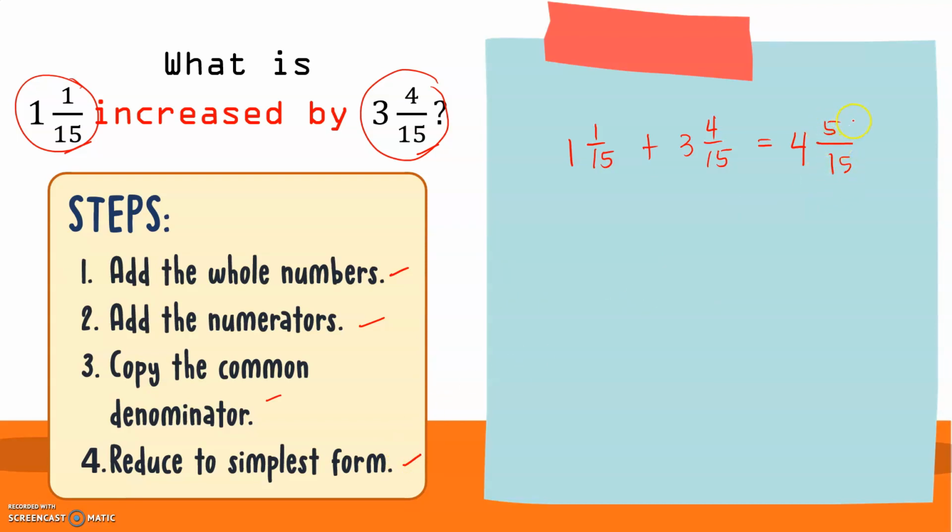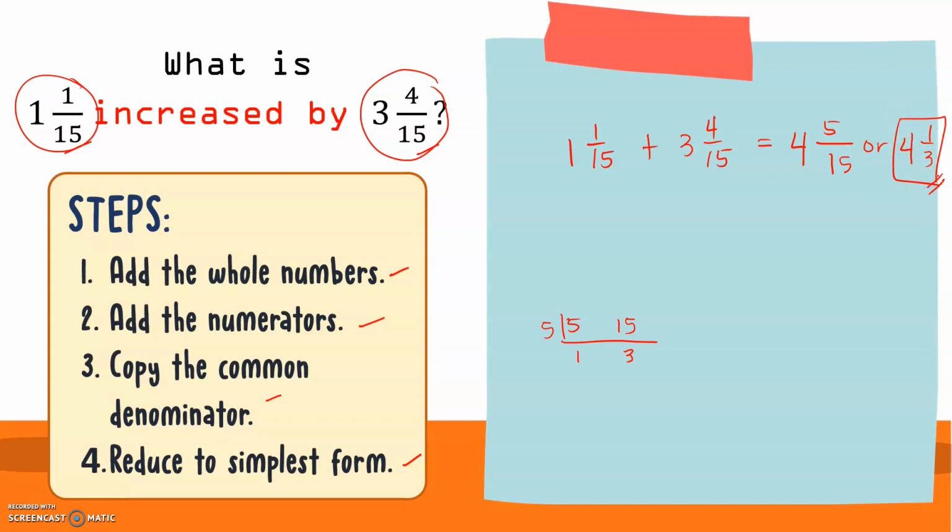Okay, so let's reduce the fraction, which is 5/15, into its simplest form by using continuous division method. So 5 and 15 are both divisible by 5. 5 divided by 5 is 1. 15 divided by 5 is 3. Okay, 1 and 3 are already prime numbers, so we'll stop dividing here. That means the simplest form of 5/15 is 1/3. Okay, so the final answer will be 4 and 1/3.